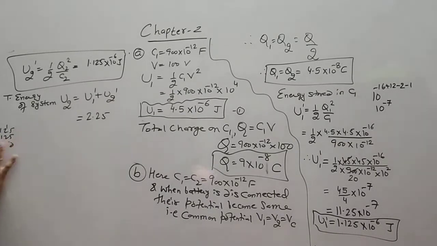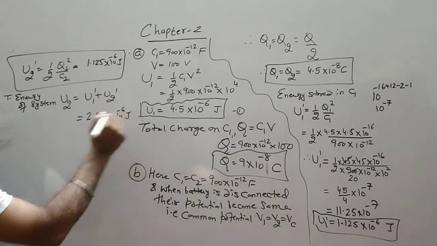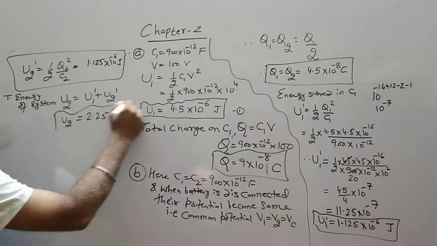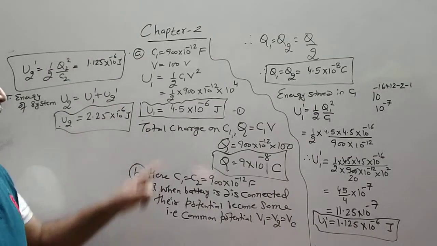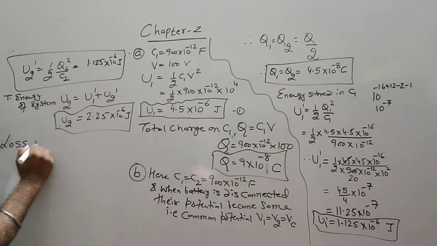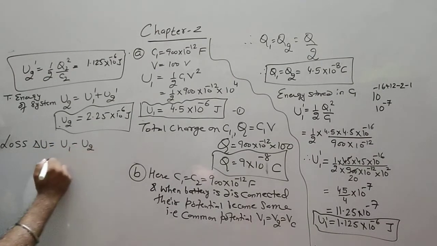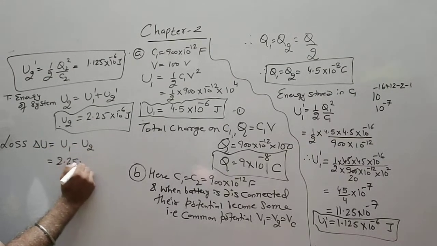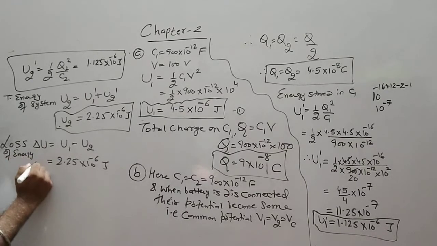So it comes out to be 2.25 into 10 raised to minus 6 joule. So this is the final energy of the system. Now if you have to find out the loss, say it becomes half. So loss delta U is equal to U1 minus U2. So it comes out to be 2.25 into 10 raised to minus 6 joule if they ask you the loss of energy. Now where does this loss happen?